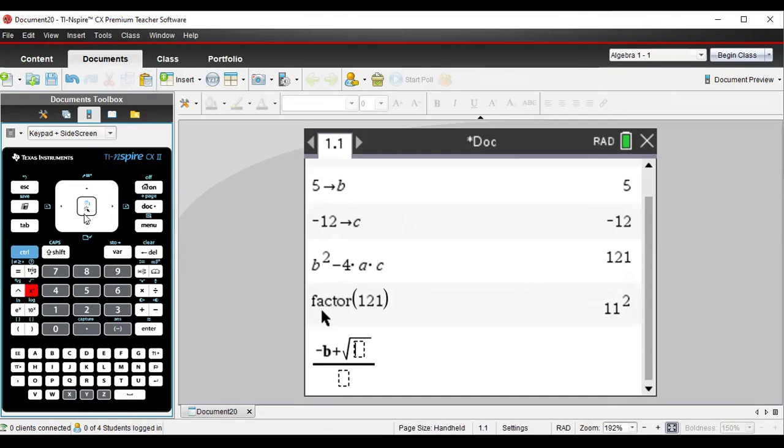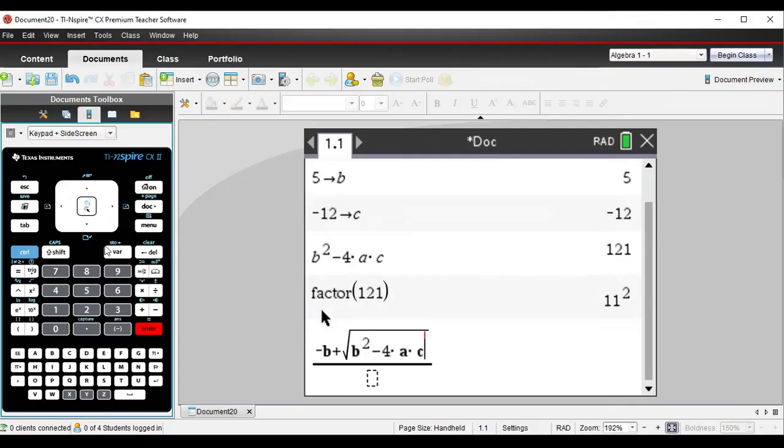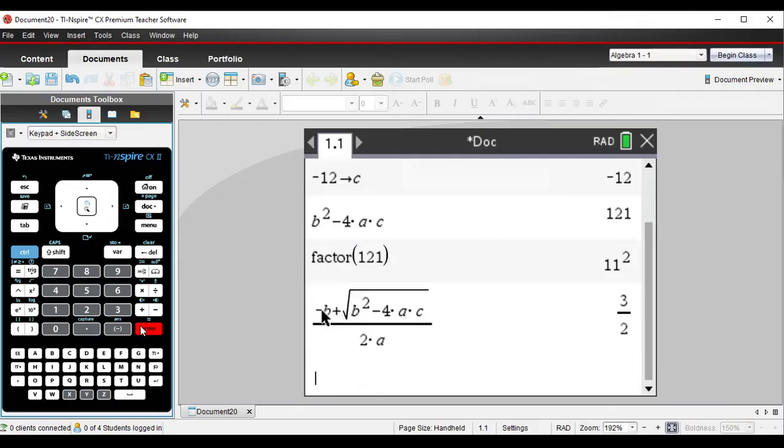So this is going to be b squared minus 4ac. I'm just going to go up here and copy that piece. And then down here, I'm just going to put 2a. Now, this is a formula. You're going to be given this on the exam, so you don't have to memorize it. You just have to be able to use it. Press enter. So one of my solutions is going to be 3 over 2.